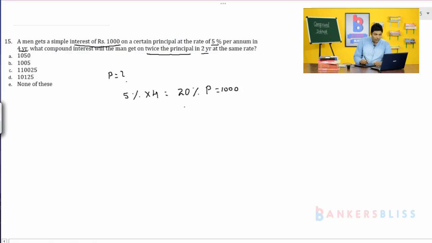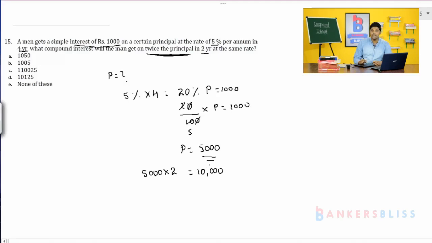So obviously 20% means 20 by 100, 20% means 1 by 5, directly you can take. Okay, so 20 by 100 into P is equal to 1000. So 5 times, so P is equal to 5000. So this is the actual principal amount, but what they are asking is twice the principal amount. So twice the principal amount means 5000 into 2, which is equal to 10,000.